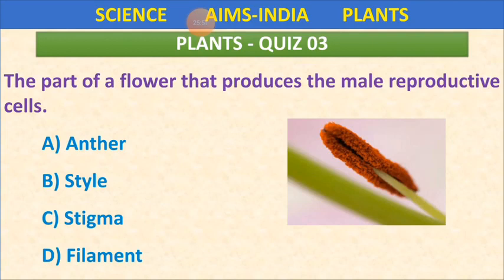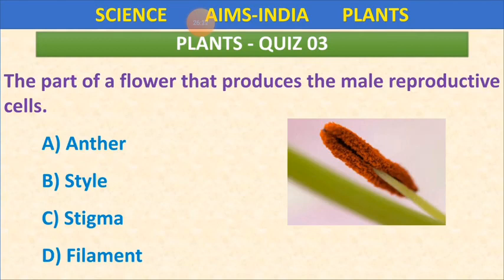So we said a flower has so many parts. Like a pistil is there, stamens are there. So again in stamens there are some more parts. Like here we are having anther, style, stigma and filament. So which part is going to produce the male reproductive cells? Sorry, we are also having female reproductive cells in a flower.